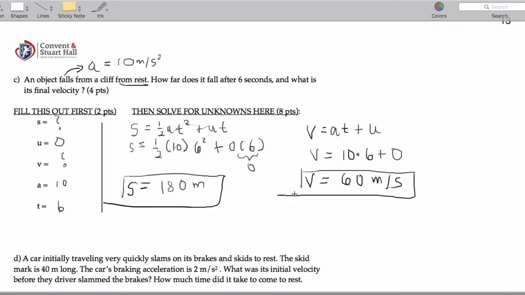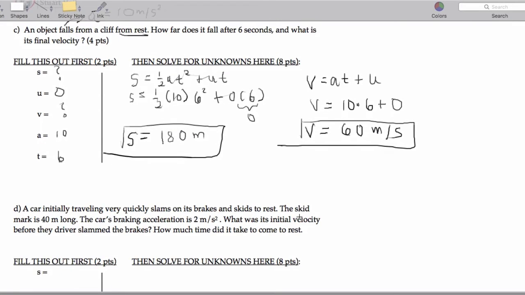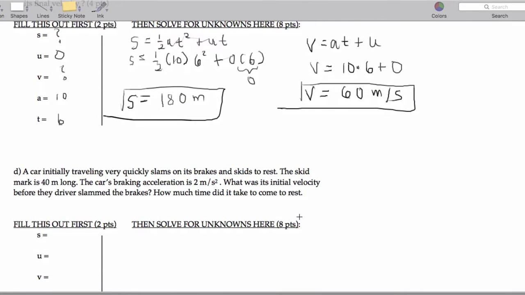Now, the next thing is that we have a car traveling very quickly, and it slams on its brake and skids to rest. The skid mark is 40 meters long. We've got a braking acceleration. We want to know the initial velocity, and we know the time. And we want to know the time it took to come to rest.